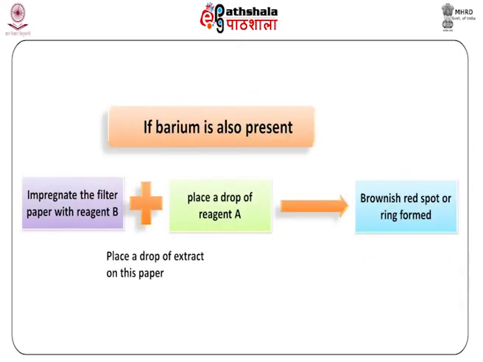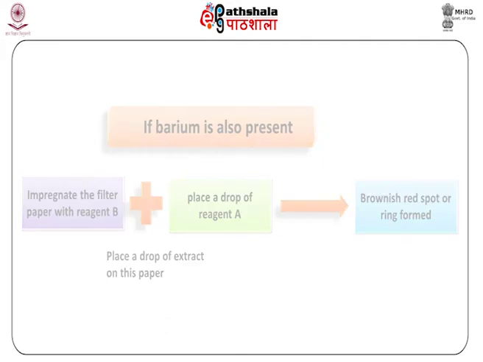If barium is also present, then impregnate the filter paper with reagent B and dry it. Place a drop of extract on this paper and after a minute, place a drop of reagent A on the moistened spot. Brownish red spot or ring is formed, which indicates the presence of strontium ion.